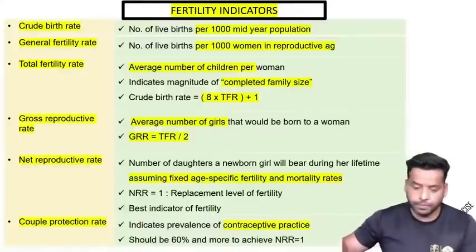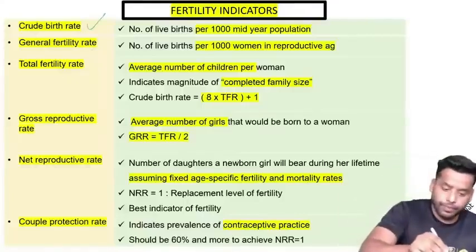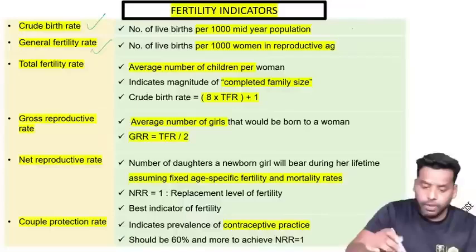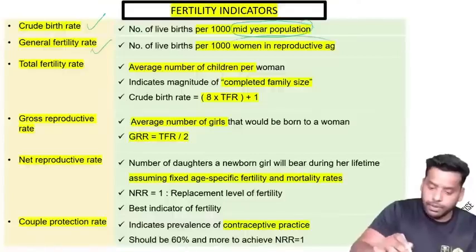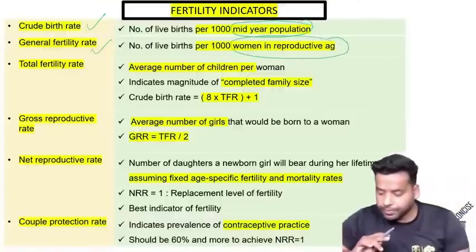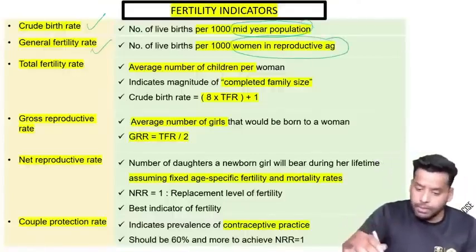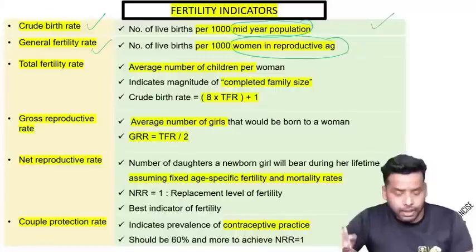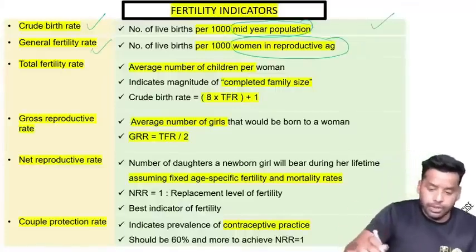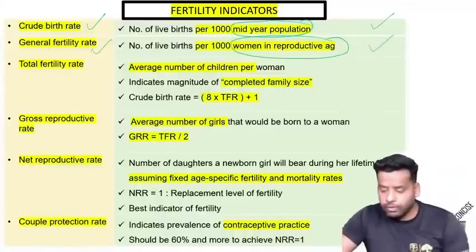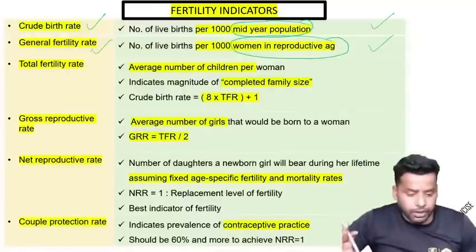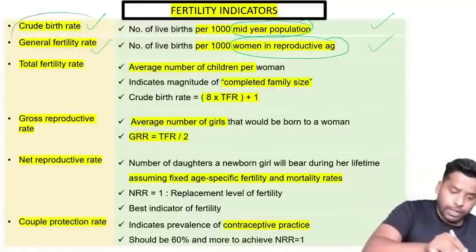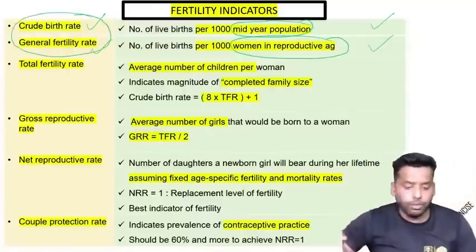Good. See this question. What is the difference between crude birth rate and general fertility rate? See the difference in the denominator. Live births by mid-year population is crude birth rate. Live births divided by women in the reproductive age is general fertility rate. So the difference is in the denominator.